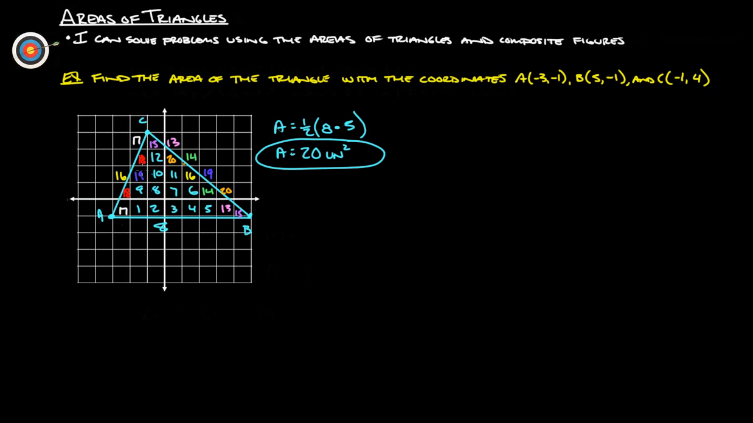18 would be this piece and this piece put together. And 19 is this piece and then this little smaller piece in there. Again, I know it's not quite perfect, but it should work out okay. And then 20 is this piece and this piece put together. So that's our 20 square units.